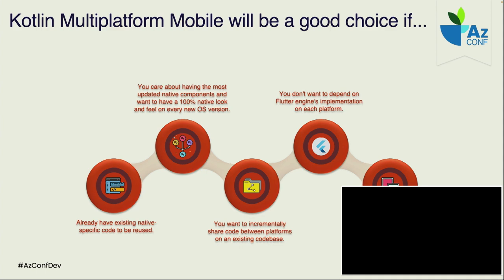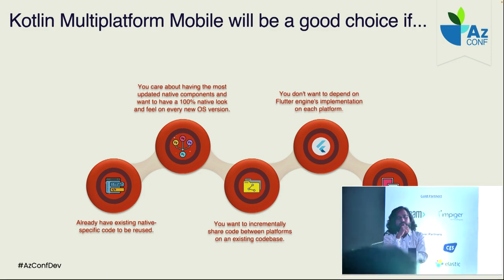So as I mentioned, if you have existing native code which is already built, and the application depends more on the native components, for example, if you want to connect with Bluetooth or a sensor, accelerometer, gyroscope, or any other hardware-related stuff, then you can go with KMM.